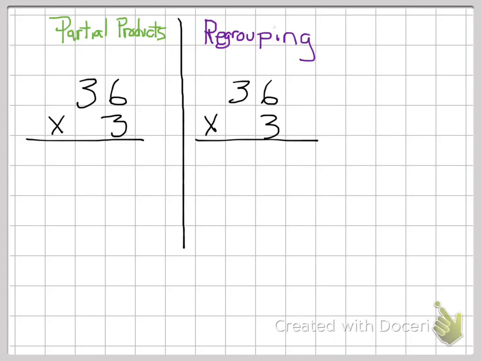So partial products, again, I was asking that you start in the ones and move to the greater place values. 3 times 6 is 18. 3 times 30 is 90. And then we would add the partial products, 8 and 10. So 108 is our final answer.